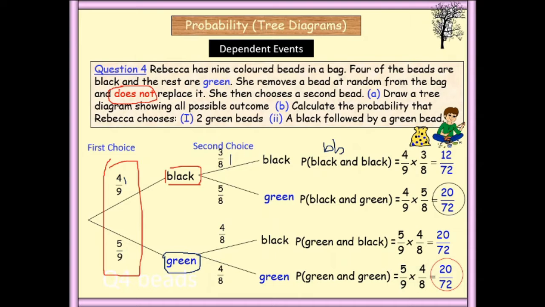Now, I'd always tell you to check by adding all of these together, because these are all your possible outcomes, so they must equal to 1. And if you add them up, yeah, they equal to 72 out of 72.